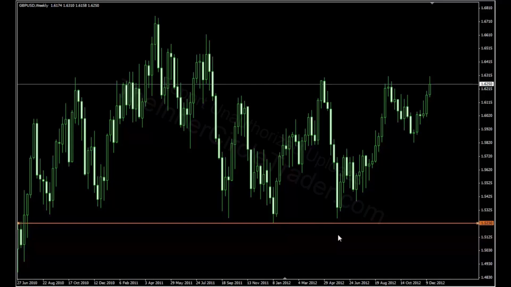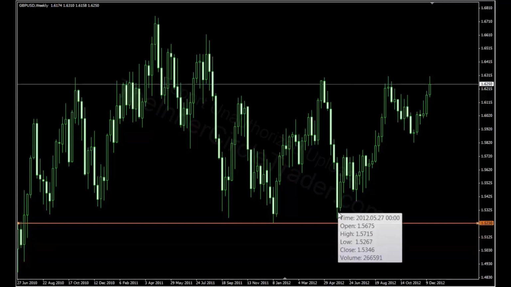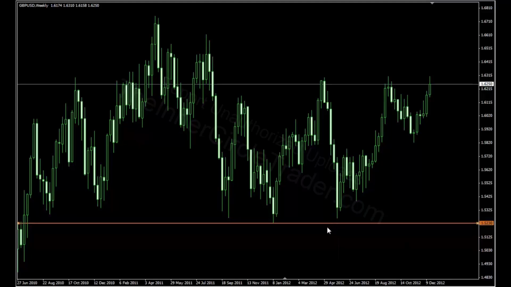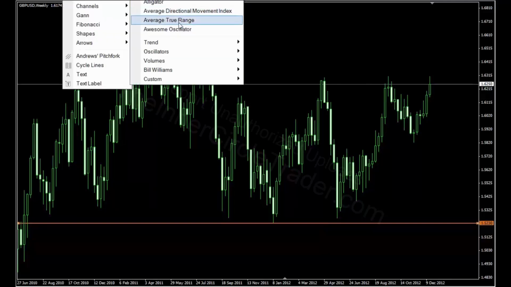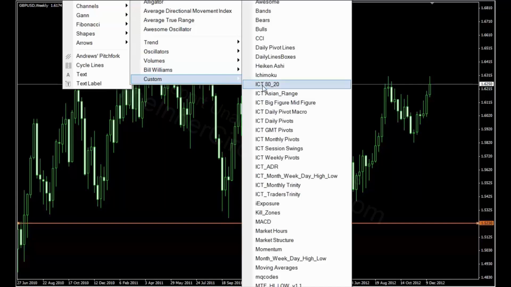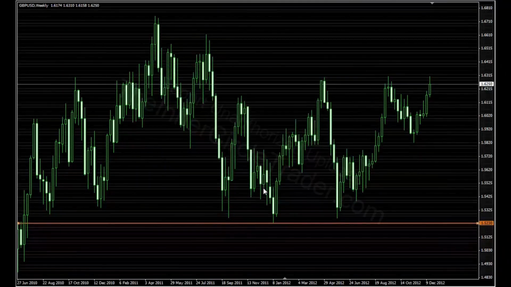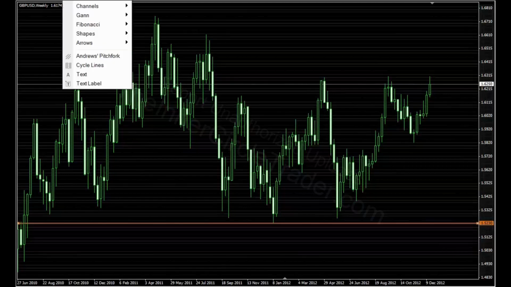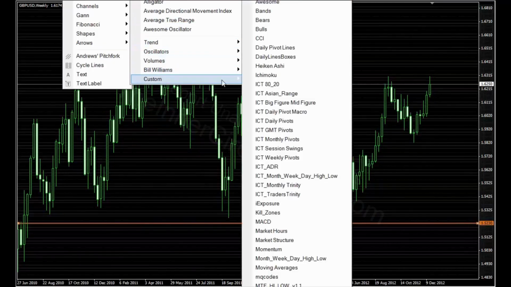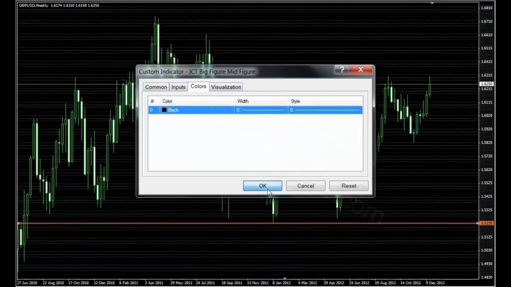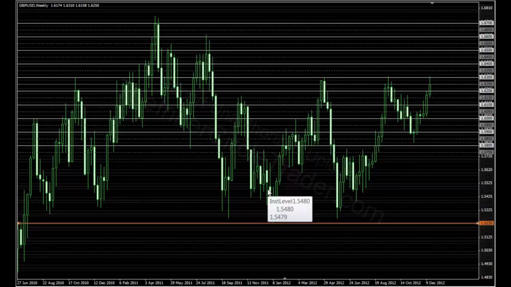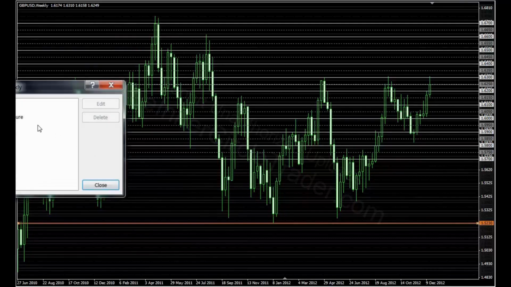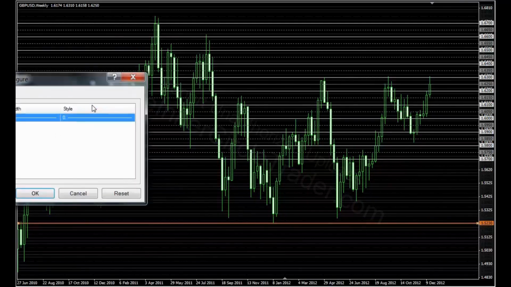So while it's still approximately 70 pips or so of potential range where we would anticipate the low forming, it's not hard now to apply our levels that we're familiar with, the 80s and 20s. Okay, and we're going to introduce again the big figure and mid figure indicator. And what we're actually going to do is add some more levels because there's not enough on here.